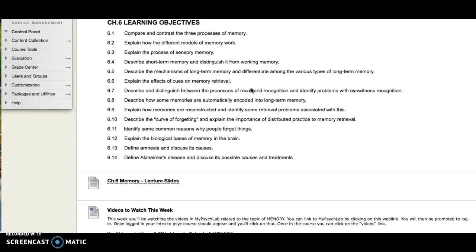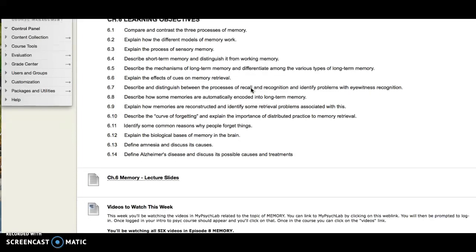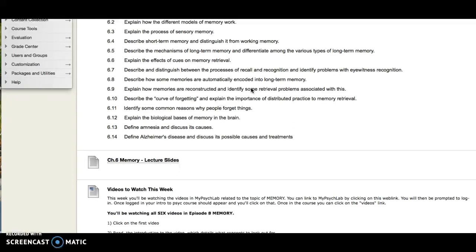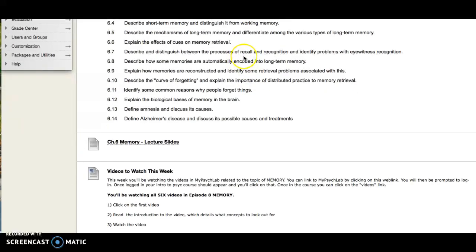So once you have an understanding of how those operate, then you're going to get into how do we go ahead and retrieve memories out when we want to access them. So memory retrieval. And it involves a lot of different processes. It involves recall and recognition. And here's where we kind of dive into a little bit of the research on eyewitness testimony.